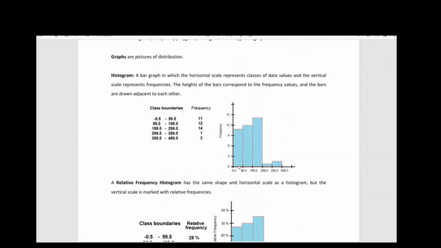So, for example, for the first class, the height of the first bar is 11. The height of the second bar is going to be 12. The height of the third bar is going to be 14. The height of the fourth bar is going to be 1. The height of the fifth bar, sorry, is going to be 2. So this is a histogram. So remember, in the histogram, you have no gaps between the bars, and the height of each bar represents the frequencies.